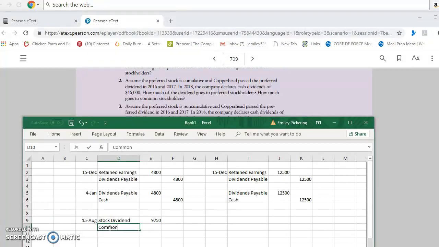Then I'm going to do common stock dividend distributable. And that's going to be my par value times the number of outstanding shares times 5%, or 5 cents. So $650. The difference is going to be my paid in capital.